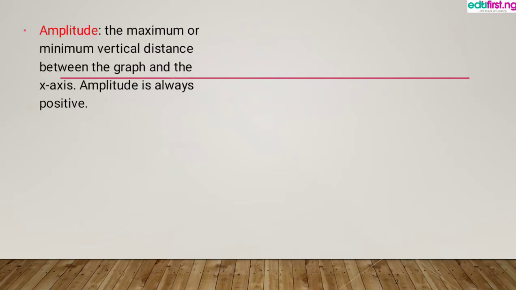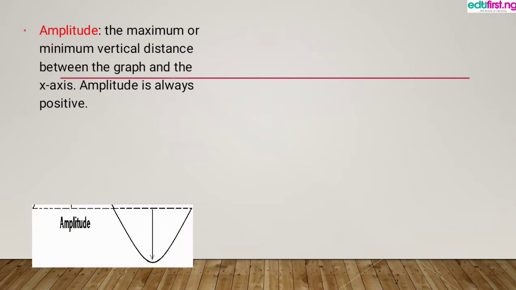Amplitude. We say that amplitude is the maximum or minimum vertical distance between the graph and the x-axis. And we say that amplitude is always positive. Amplitude is the height of the graph from the middle to the top. The distance from the middle to the top is the same as the distance from the middle to the bottom.